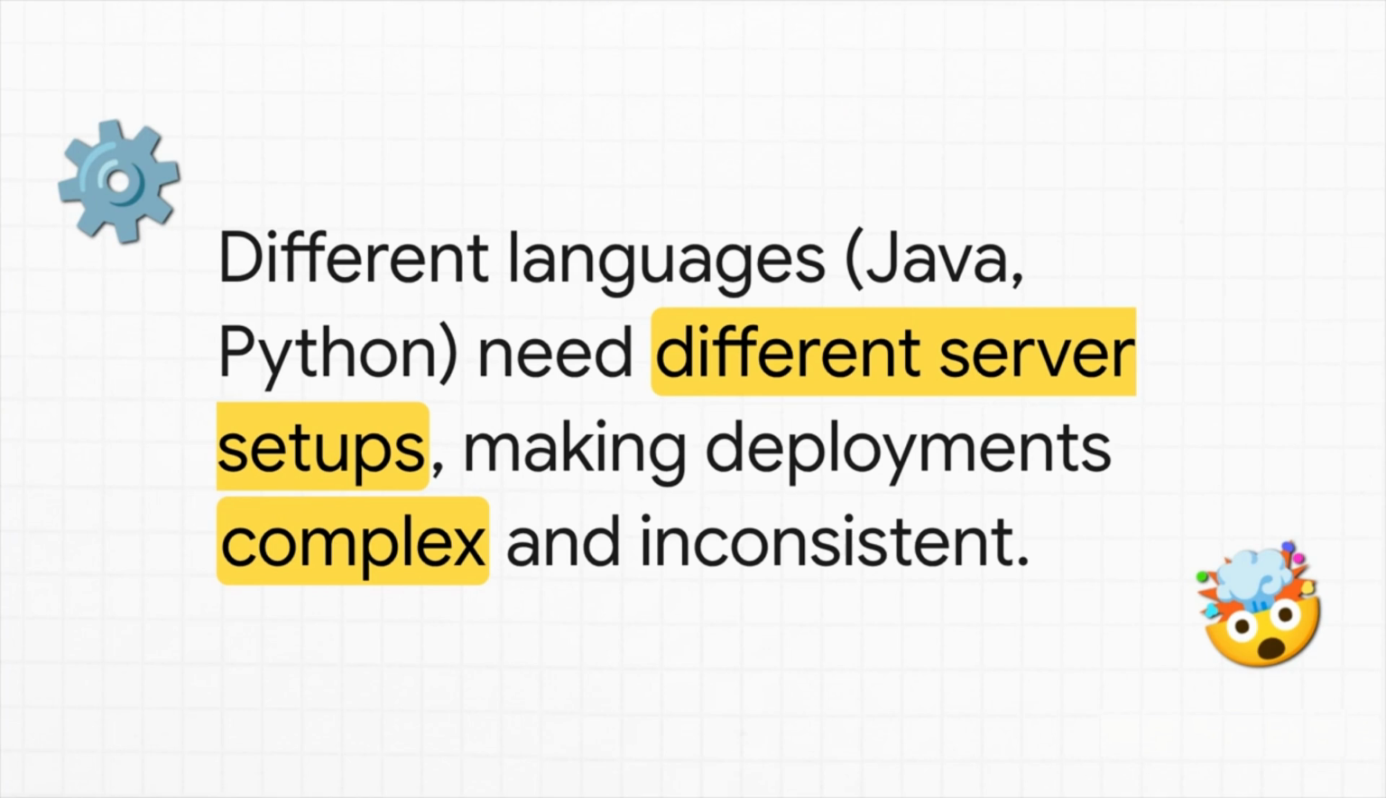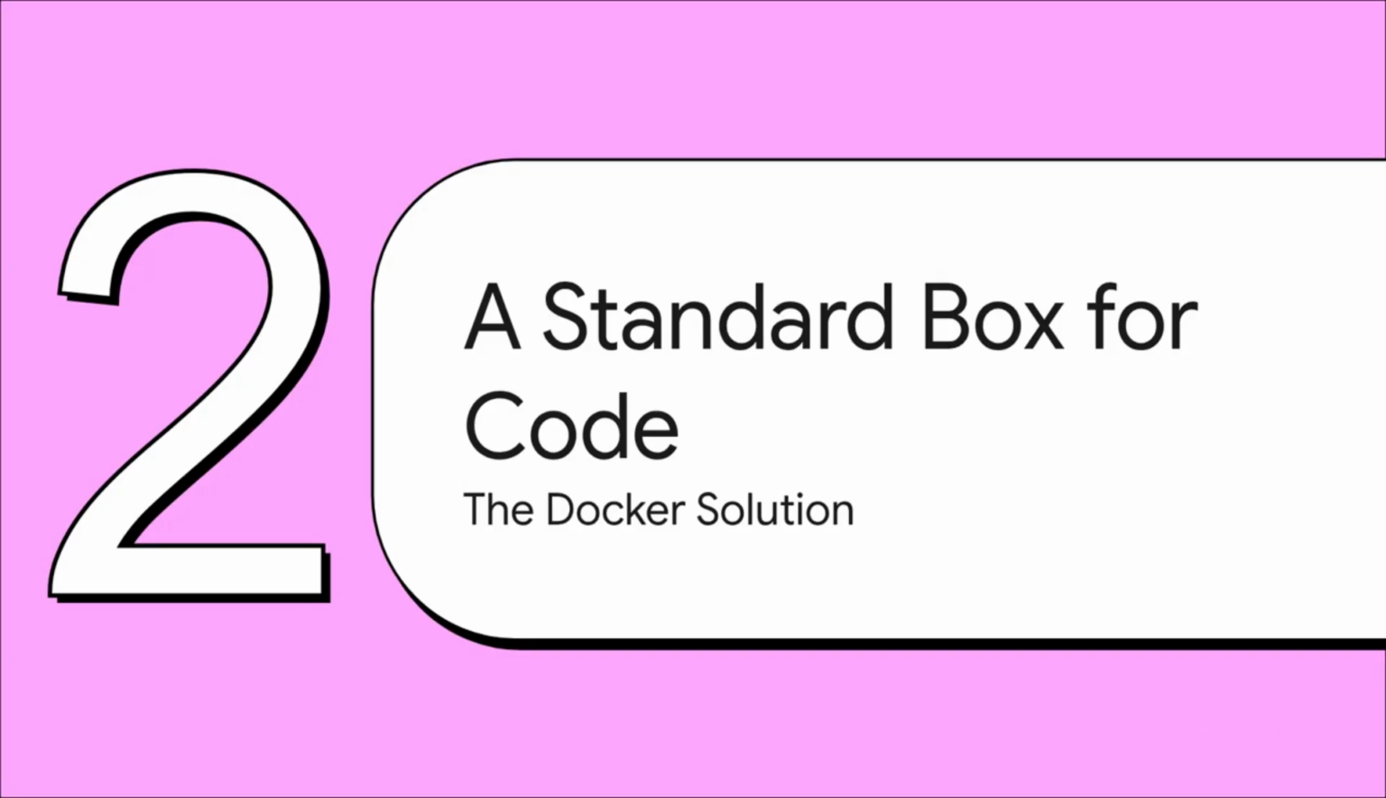So where does this problem even come from? Well, a lot of it is just sheer complexity. I mean, think about a modern app. You might have one part written in Java, another in Python, maybe something else in Node.js. Each of those pieces needs its own special environment, its own specific server setup to run. Trying to keep all of that consistent when you move from your machine to a test server to the cloud, it's a total nightmare. And this is exactly where Docker comes in and changes everything.